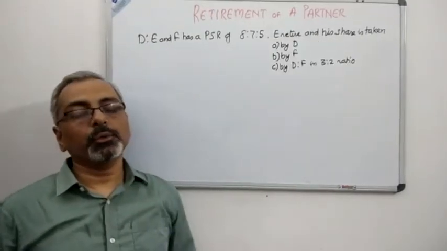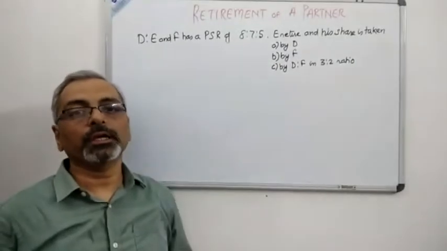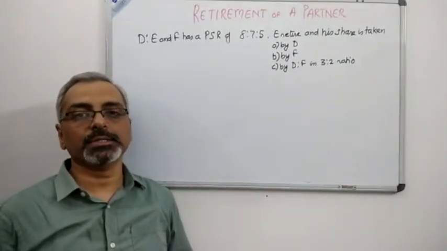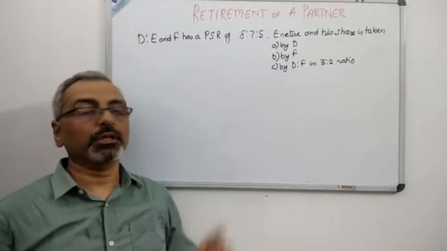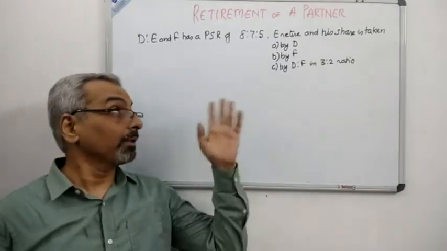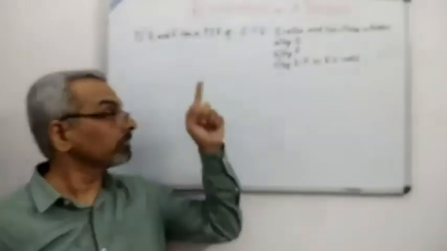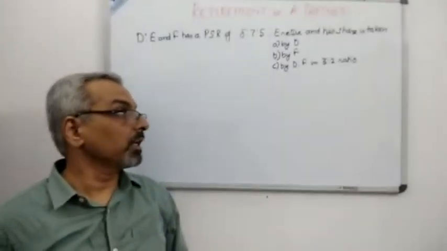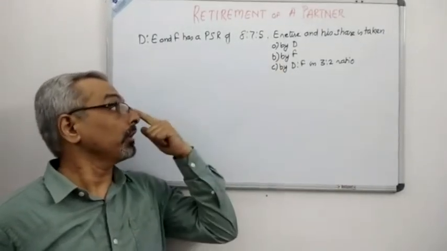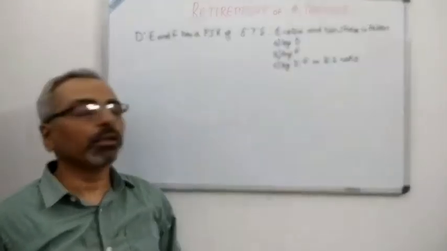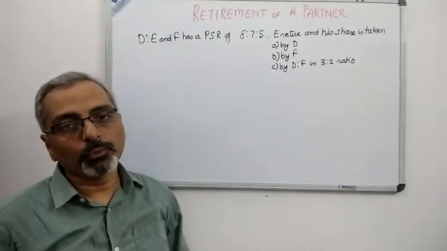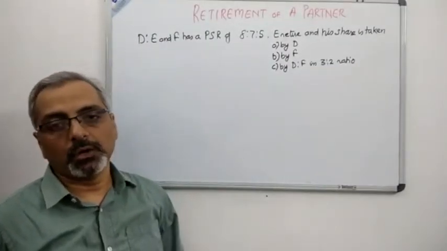Now let us continue with the same sum but three different cases. You have seen that in the previous sum also we had taken three partners D, E and F, and their profit sharing ratio as 8 is to 7 is to 5. I am keeping that constant, but I am changing something over here. You can see E has retired and his share is taken entirely by D, entirely by F, or it is being taken by D and F in the ratio of 3 to 2. In all the three cases, we will calculate the new profit sharing ratio. Let us see how it is calculated.